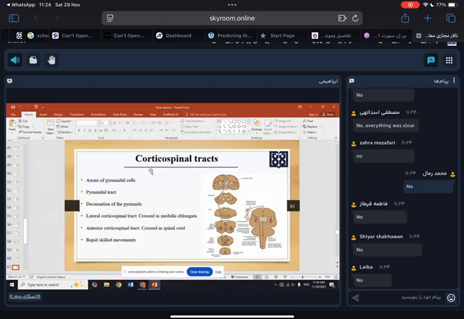The first part, corticospinal tract. It means that it is started from the cortex and it wants to go to spinal cord and then goes to, for example, outside.